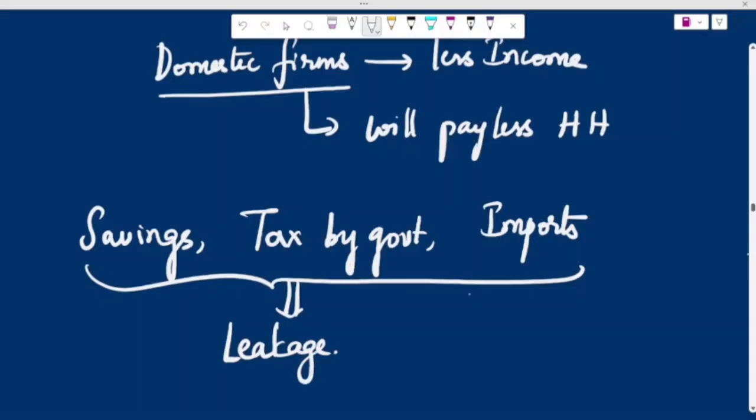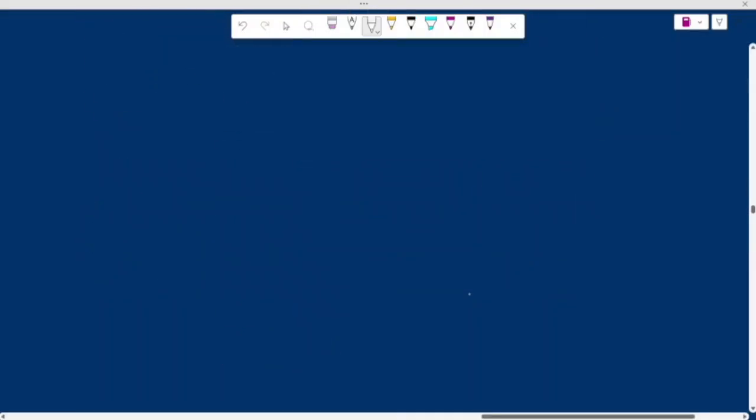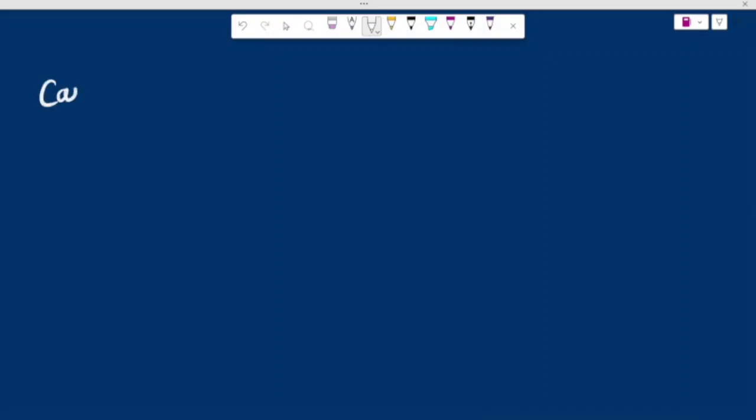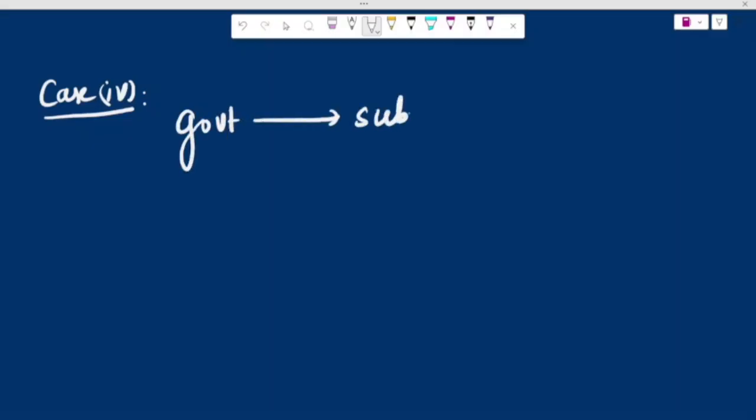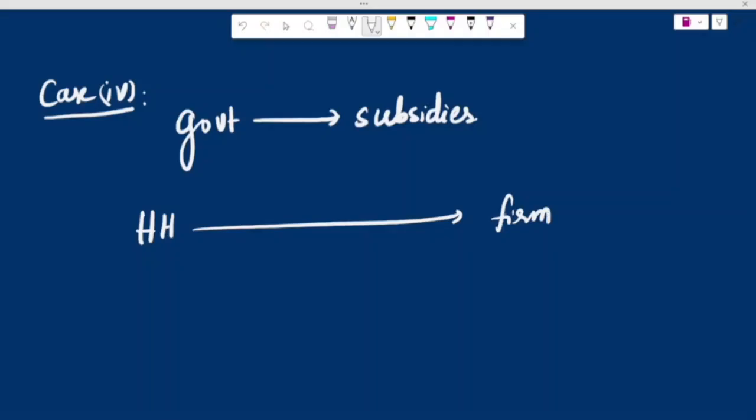Then think about a scenario of case 4. If government gives subsidies, what happens? People will buy more. Household will buy more from the firms. So firms will be paying more to the household. This means this subsidy given by the government is called injection. Right? Then what about exports?